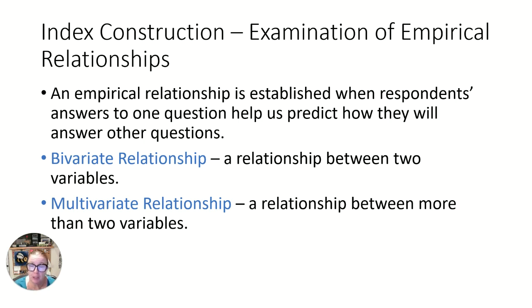Multivariate relationship is a relationship between more than two variables. So the variate in both of these means variable, and bi means two, and multi means multiple. So they sound fancy, but they're not.